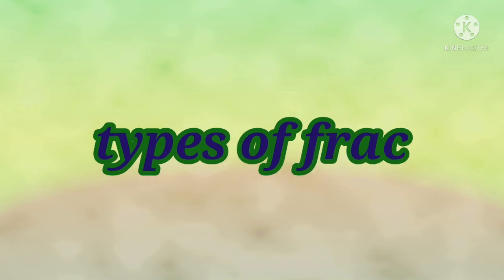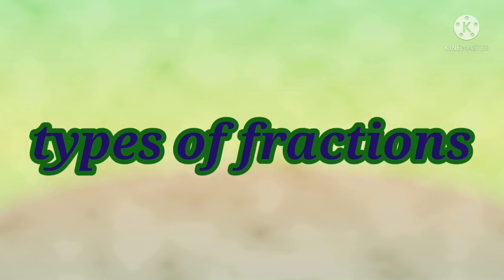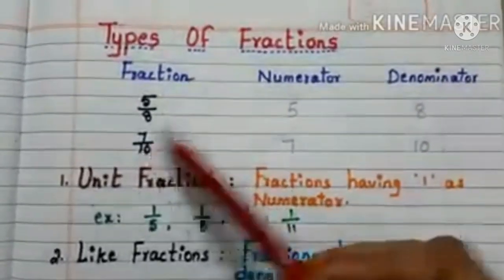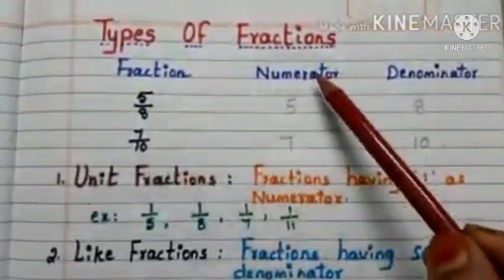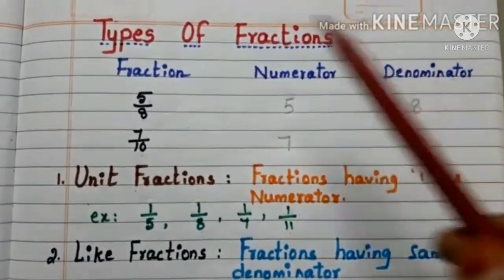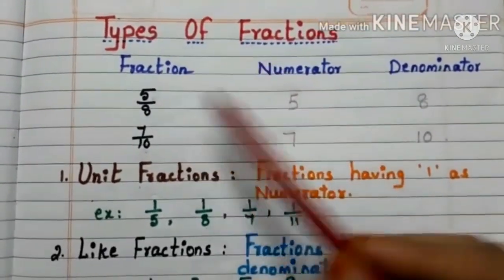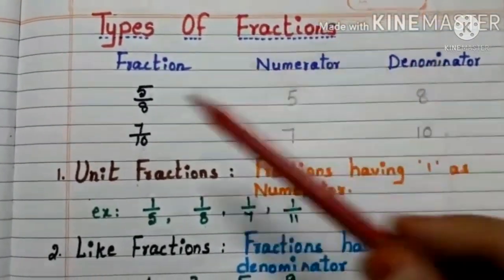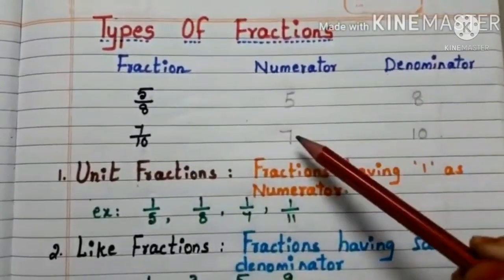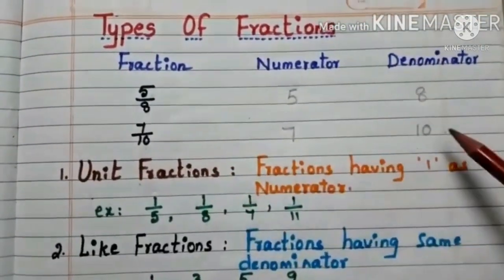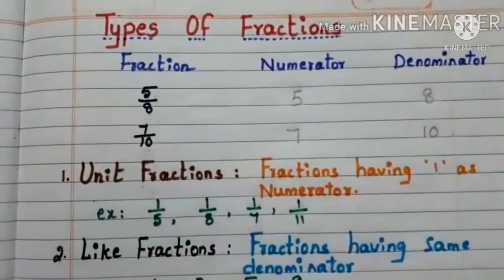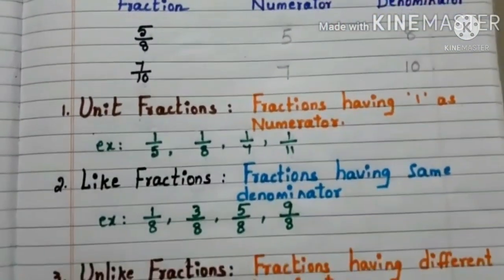Next, you are going to discuss about types of fractions. Here we have fractions, and for these fractions we have to write the numerator and denominator. In 5 by 8, what is the numerator? 5, right? And what is the denominator? 8. In 7 by 10, what is the numerator? 7. And what is the denominator? 10.